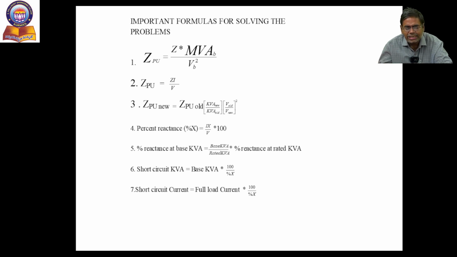The percentage reactance is given by the formula I into X by V into 100. That is the percentage drop divided by total voltage, which is nothing but the percentage reactance. One more important relation: the percentage reactance at base kVA is equal to base kVA divided by rated kVA into the percentage reactance at rated kVA.